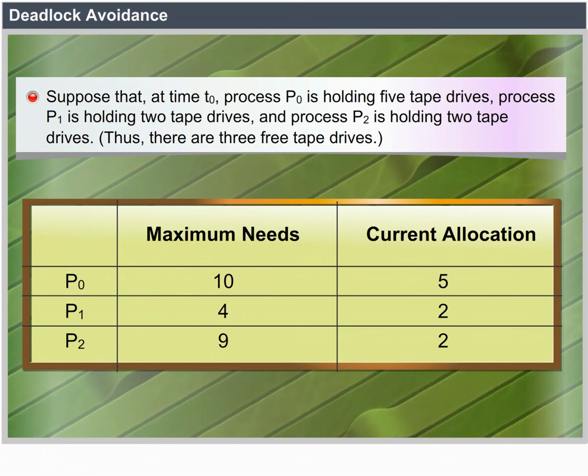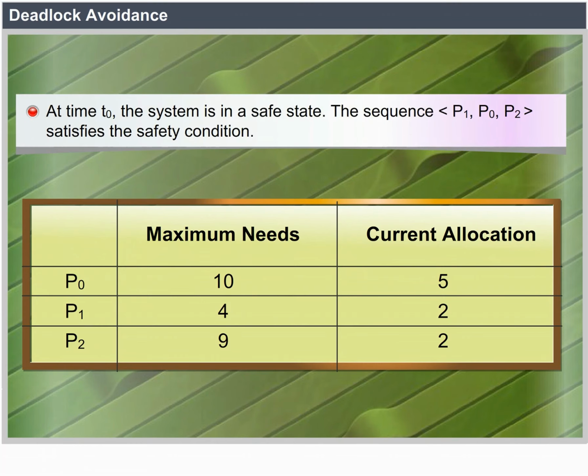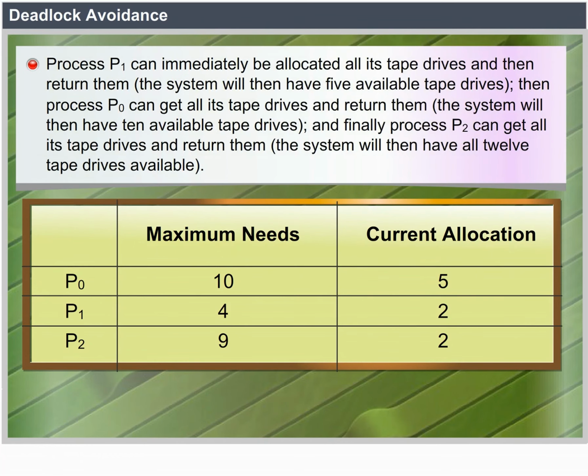Refer to the table below. At time T0, the system is in a safe state. The sequence P1, P0, P2 satisfies the safety condition. Process P1 can immediately be allocated all its tape drives and then return them. The system will then have 5 available tape drives. Then process P0 can get all its tape drives and return them. The system will then have 10 available tape drives. And finally, process P2 can get all its tape drives and return them. The system will then have all 12 tape drives available.